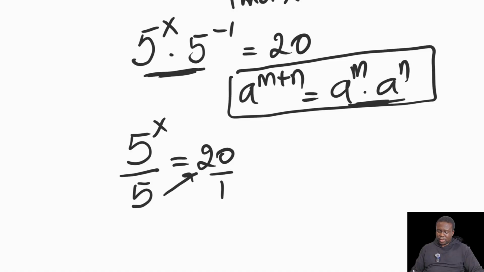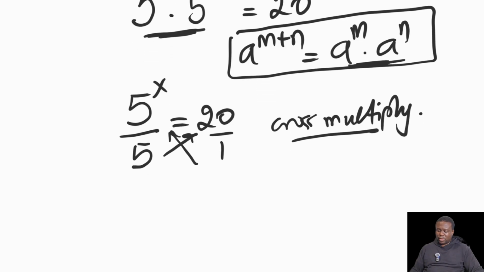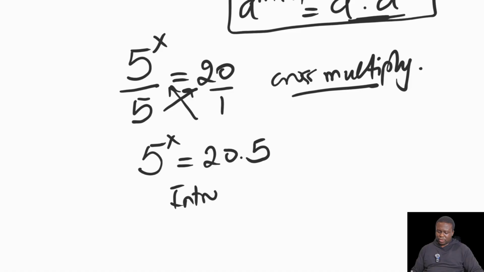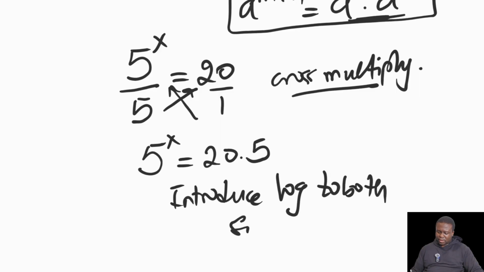This is the same thing as 20 over 1. And what do we do next? We cross multiply. So now if we cross multiply, we have 5 raised to the power x equals 20 times 5. Now let us introduce log to both sides.